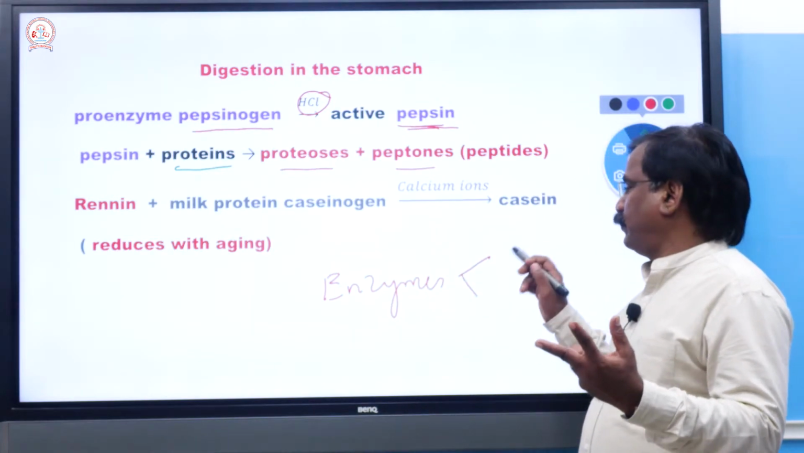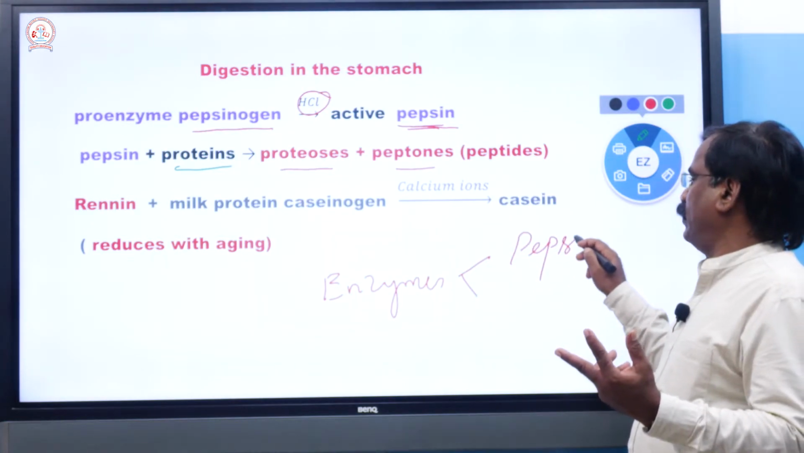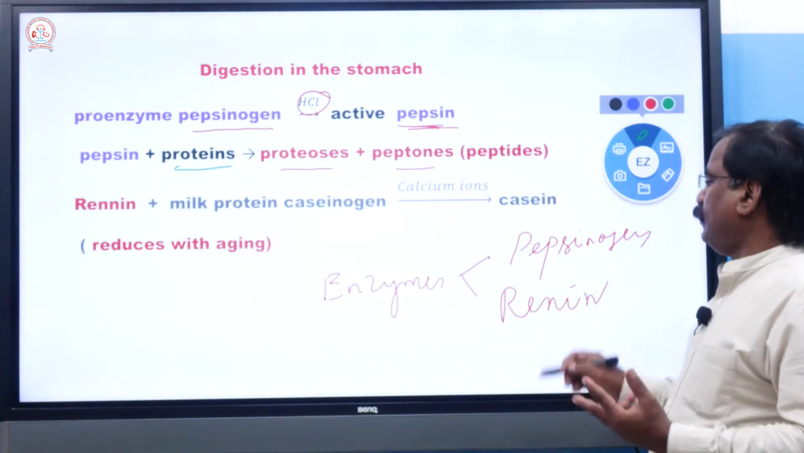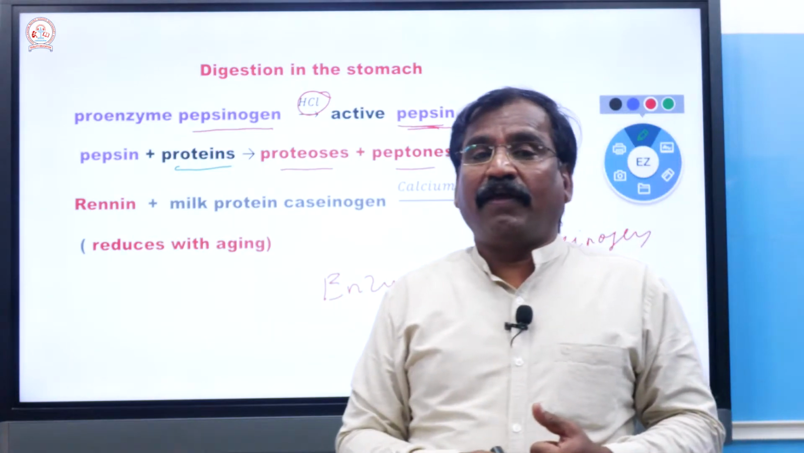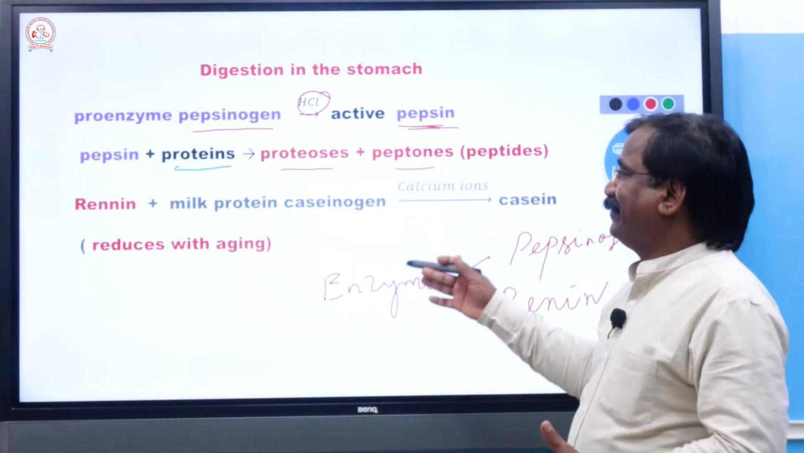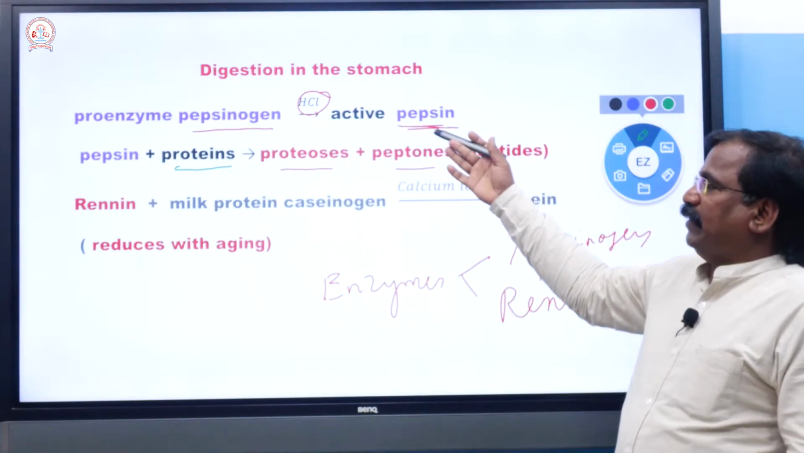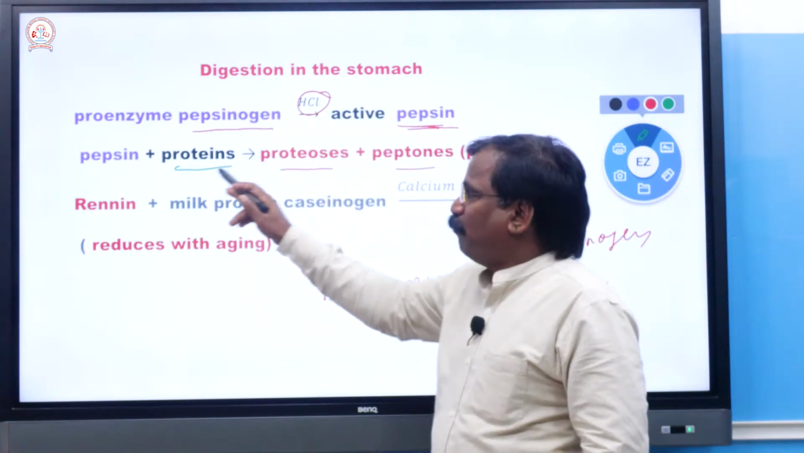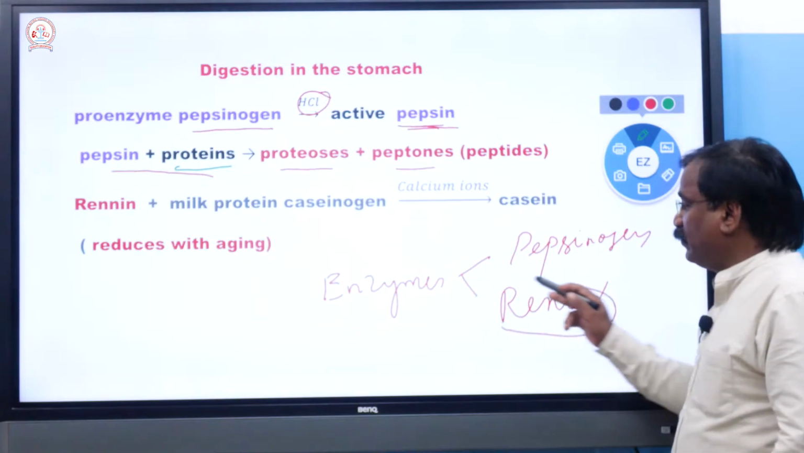So the gastric juice contains two enzymes. Pepsinogen is a precursor, which I just discussed, and the other enzyme is renin. The gastric juice consists of HCl, the proenzyme pepsinogen, which is converted into active pepsin by the HCl. That acts upon the proteins and converts them into proteases and peptones. Another enzyme is renin.